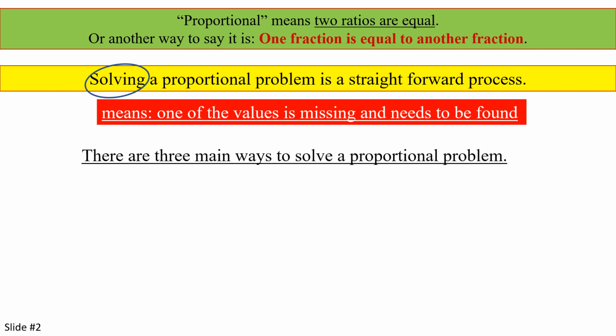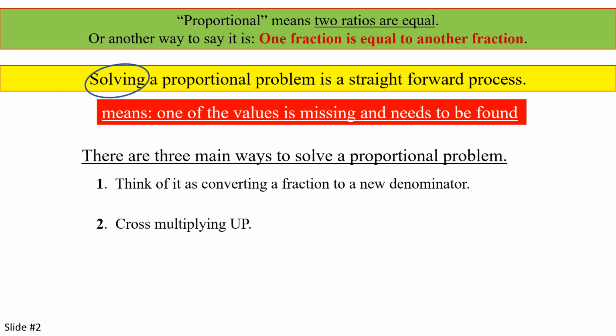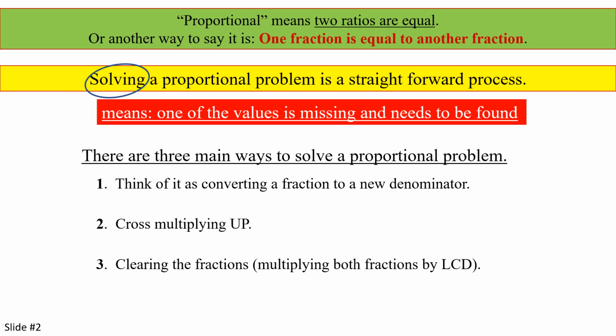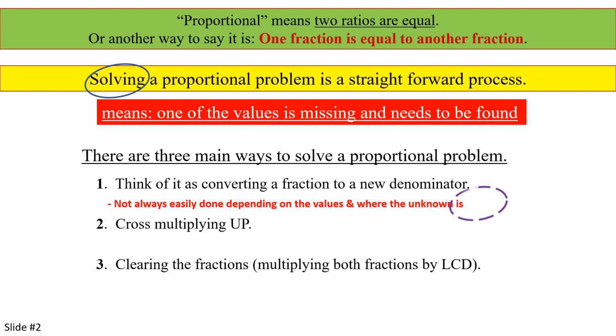There are three main ways to solve a proportional problem. One, think of it as converting a fraction to a new denominator. Two, cross-multiplying up. And three, clearing the fractions, multiplying both fractions by the least common denominator. Converting a fraction to a new denominator is not always easily done, depending on the values and where the unknown is. That's the letter representing that missing value.